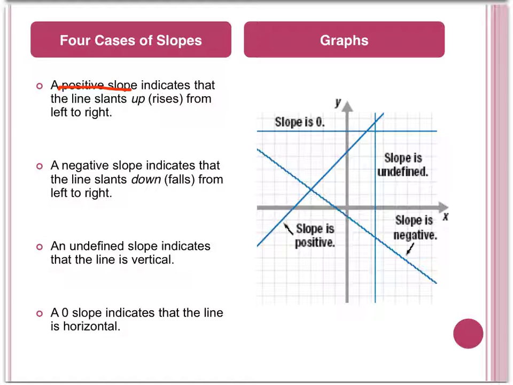On the graph, the red line indicates a positive slope. If we were to look at an example and solve for the slope, we would find something equaling a positive number, such as m equals 3.